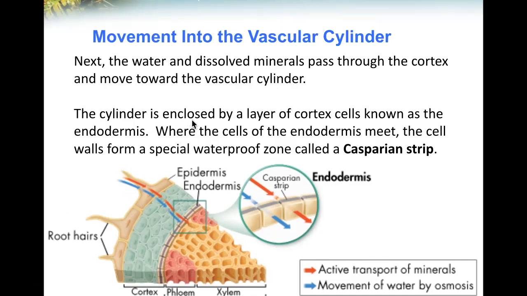The cylinder is enclosed by a layer of cortex cells known as the endodermis. Where the cells of the endodermis meet, the cell walls form a special waterproof zone called the Casparian strip. The minerals continue to flow, and the water will flow by osmosis through the endodermis in the Casparian strip.